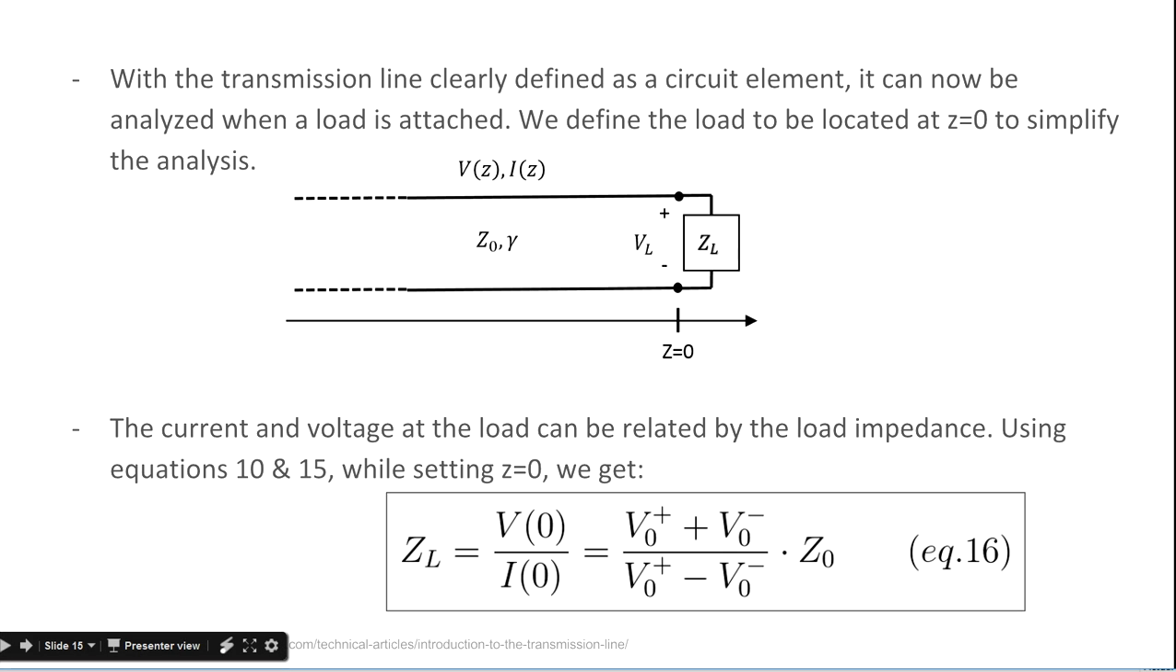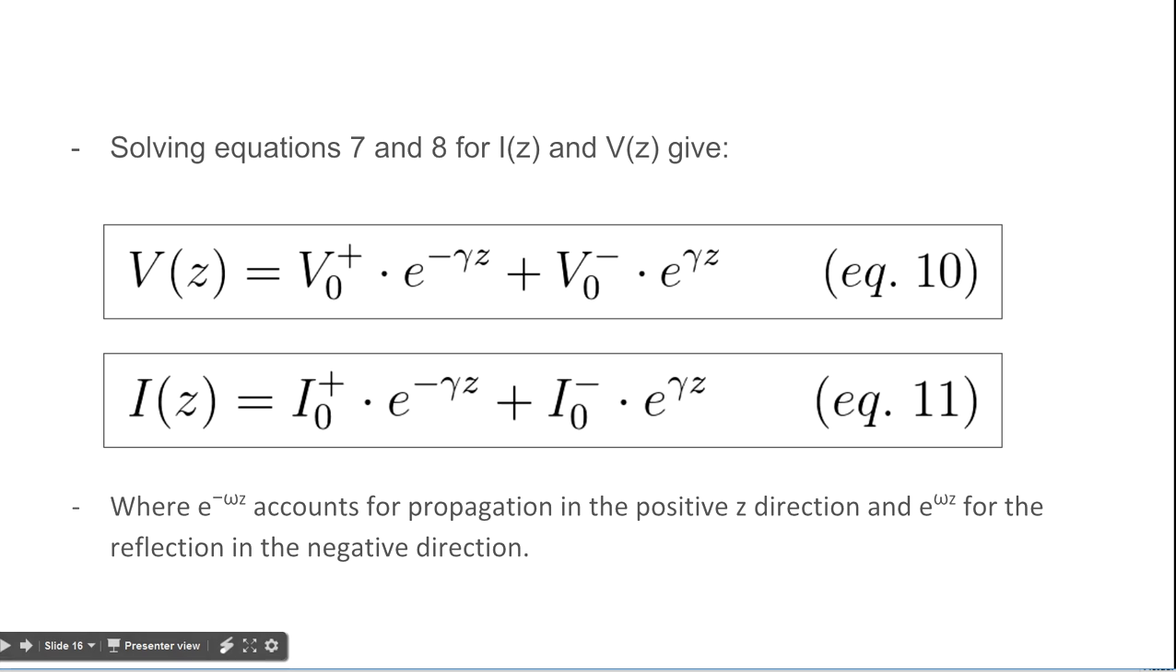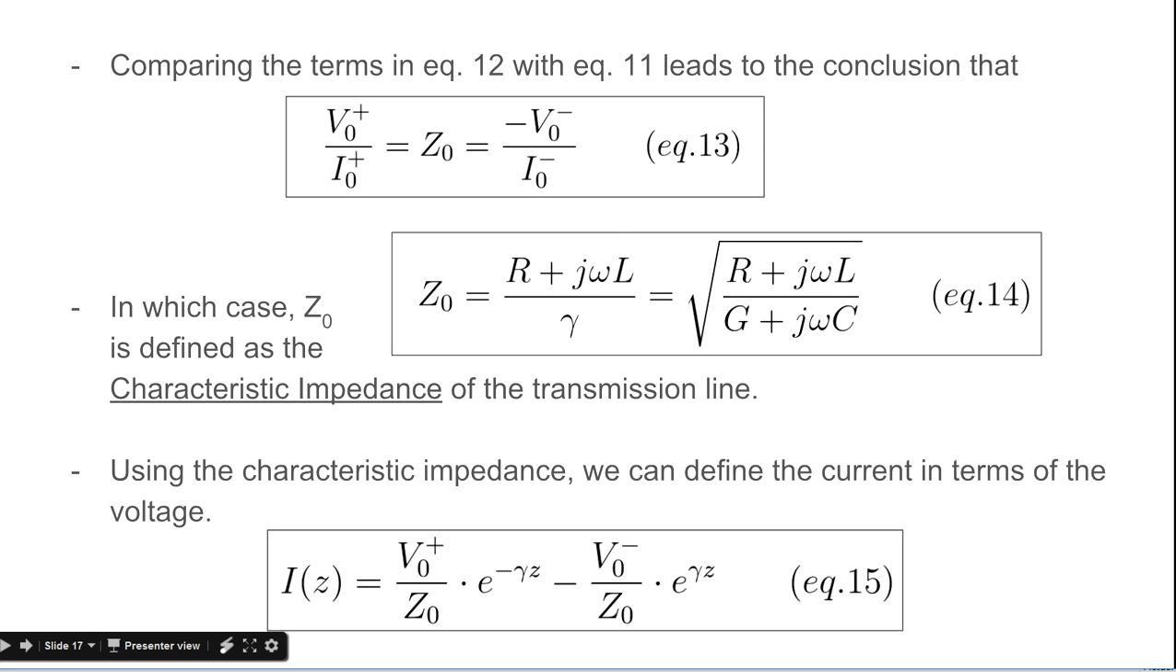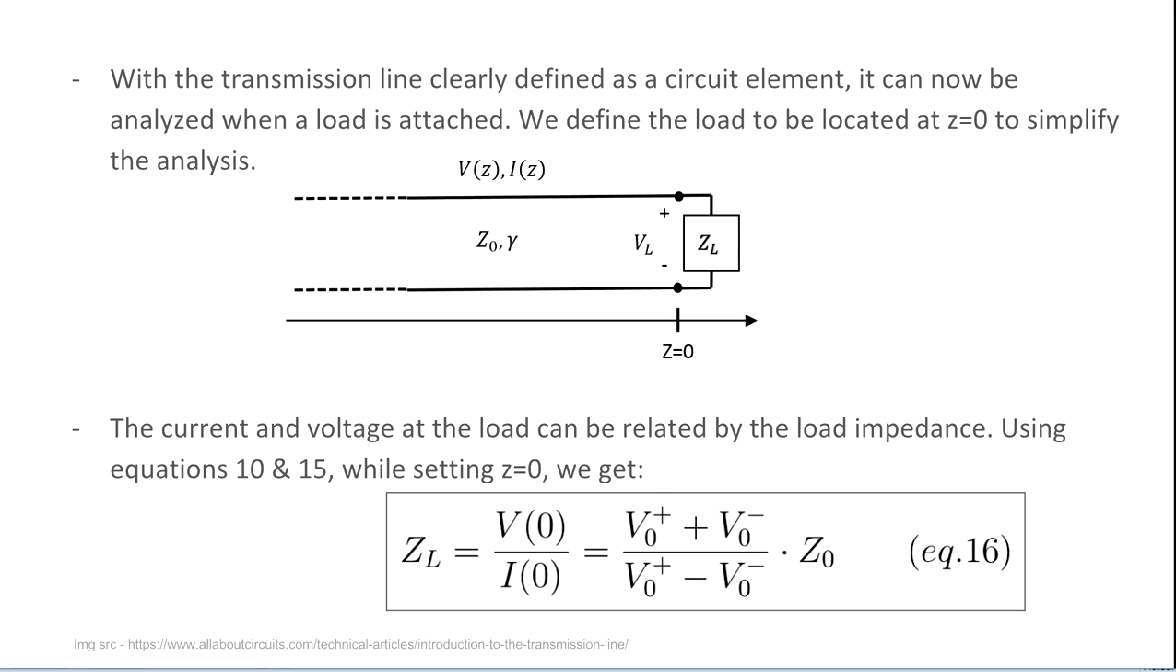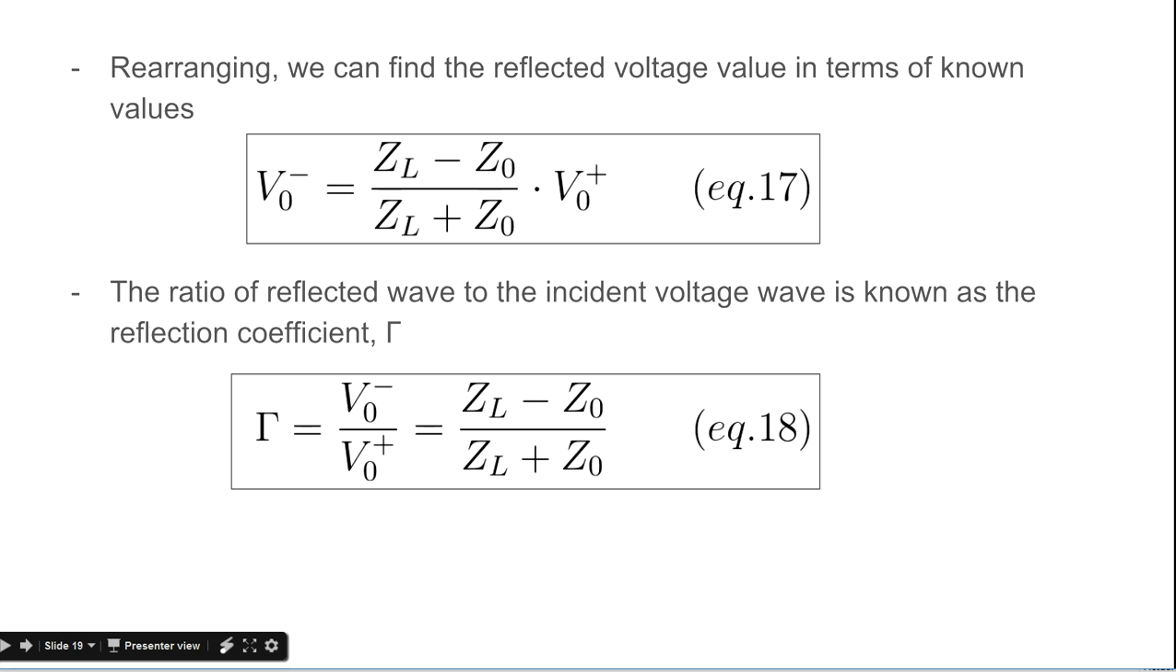So now, with the transmission line clearly defined as a circuit element, it can be analyzed when a load is attached. We define the load to be located at z equal to 0 to simplify the analysis for now. So, using this equation and this one and setting z equal to 0, we get ZL is equal to Z naught into V naught plus plus V naught minus, whole divided by V naught plus minus V naught minus. Rearranging, we can find the reflected voltage in terms of known values as V naught minus is equal to ZL minus Z naught divided by ZL plus Z naught, whole multiplied by V naught plus.